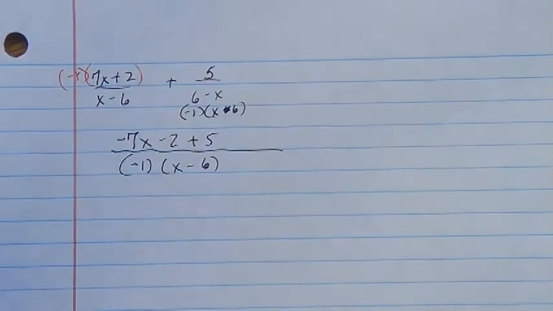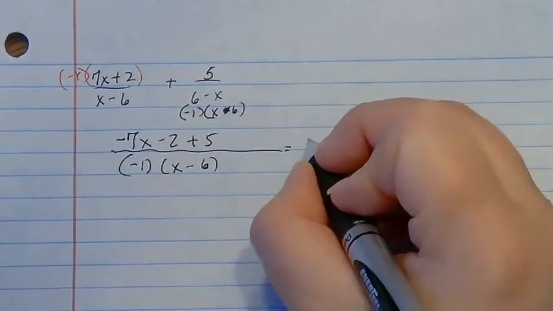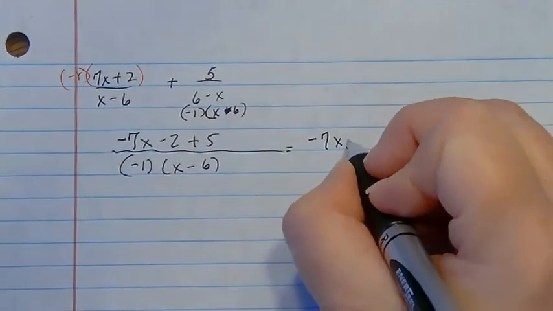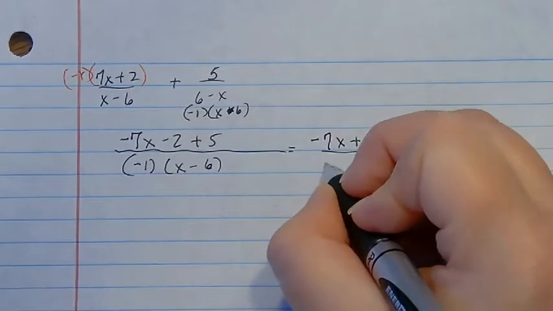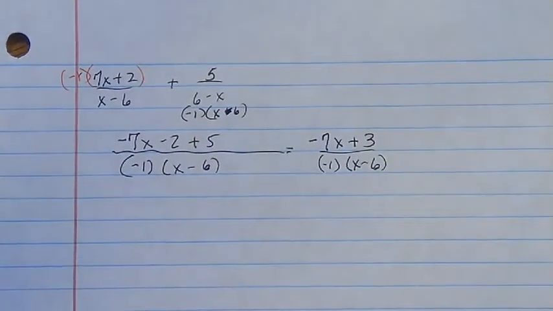This time I have some like terms I can put together. The negative 2 and the positive 5, so my answer is going to be negative 7x plus 3 over negative 1 times x minus 6. And I don't need to worry, the top part doesn't factor, so nothing's going to reduce. So I can leave that one just as it is.